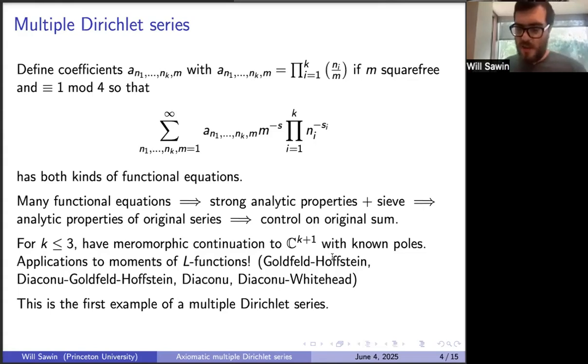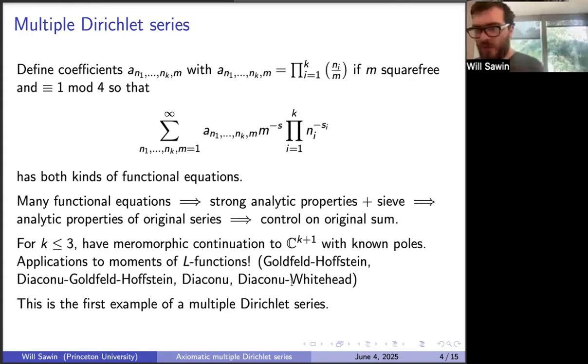I think this study was initiated by Goldfeld and Hoffstein, and there was work of Diaconu, Goldfeld, and Hoffstein, and then some very strong calculations of cubic moments were done by Diaconu and Whitehead. You can get a little bit of information on the fourth moment in this way, but not nearly as much, because you don't have as much meromorphic continuation. In particular, this leads to the best known estimates on the third moment of quadratic Dirichlet L-functions. And this is the first example of a multiple Dirichlet series.